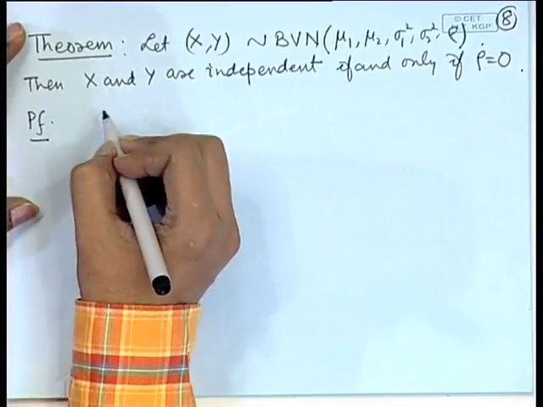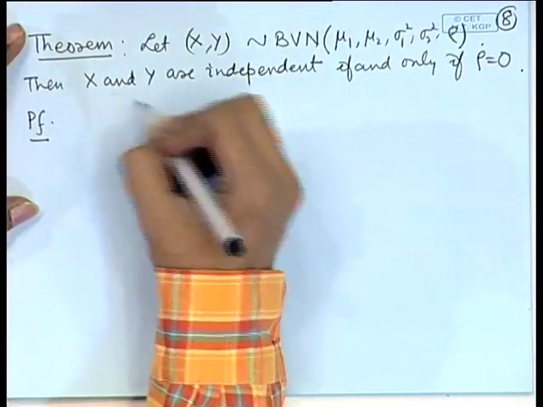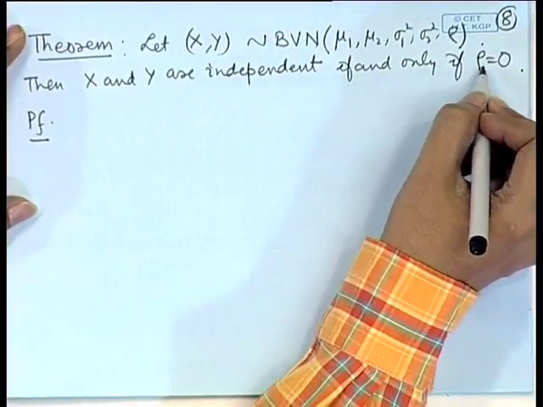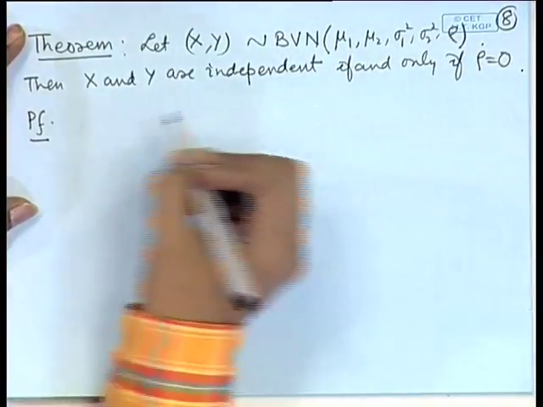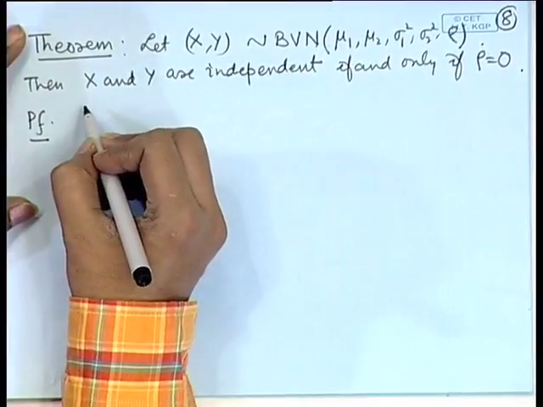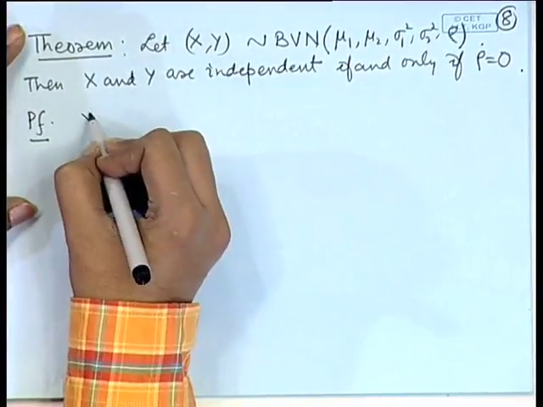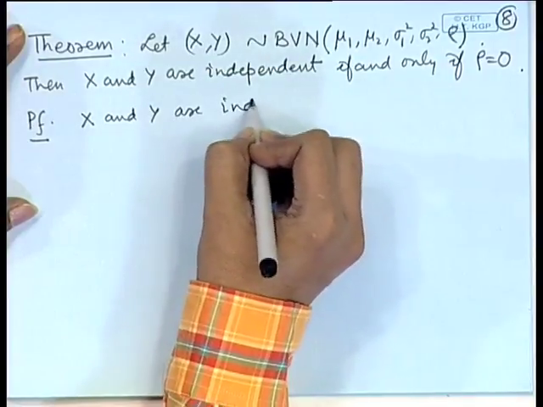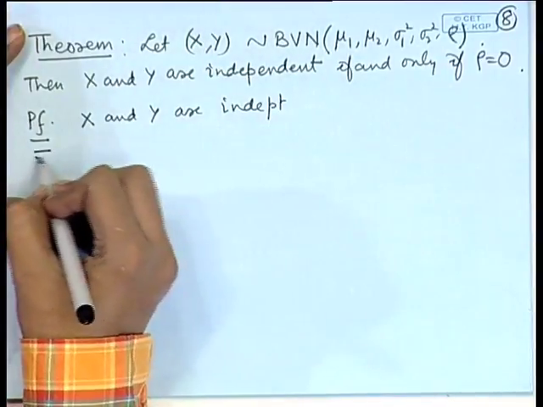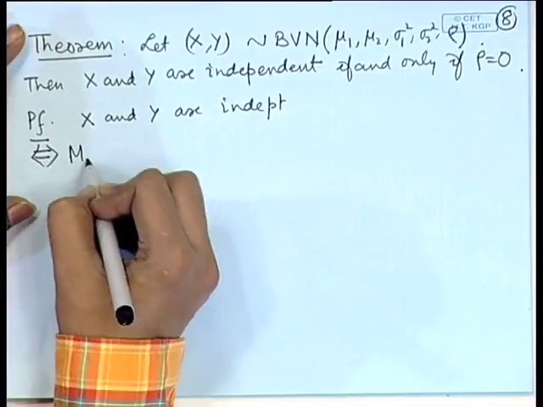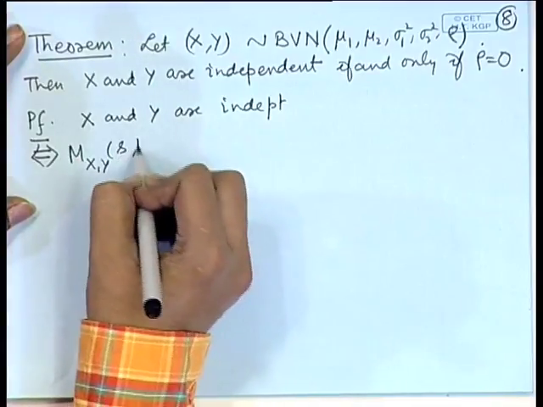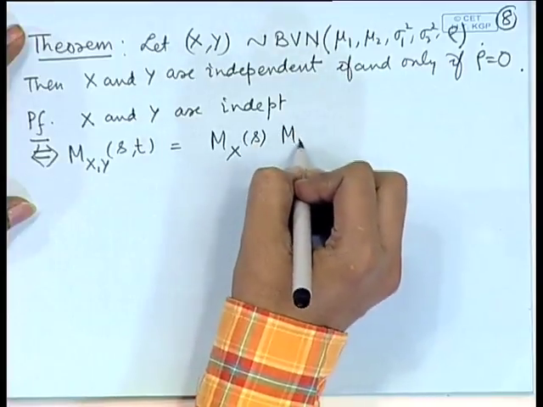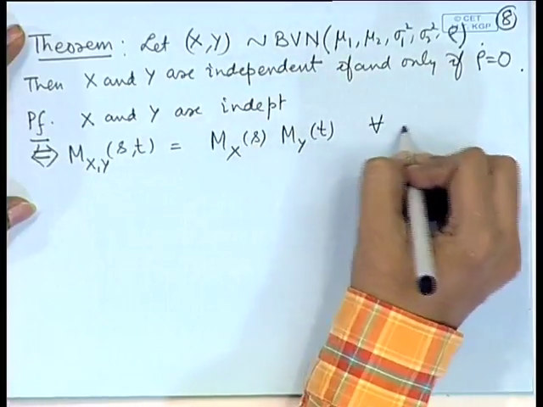Now, we already know that if X and Y are independent, then correlation is 0. So, rho equal to 0 will be true. To prove the reverse, we make use of the joint MGF. So, X and Y are independent. This is equivalent to the statement M_XY(s, t) is equal to M_X(s) M_Y(t) for all s, t.